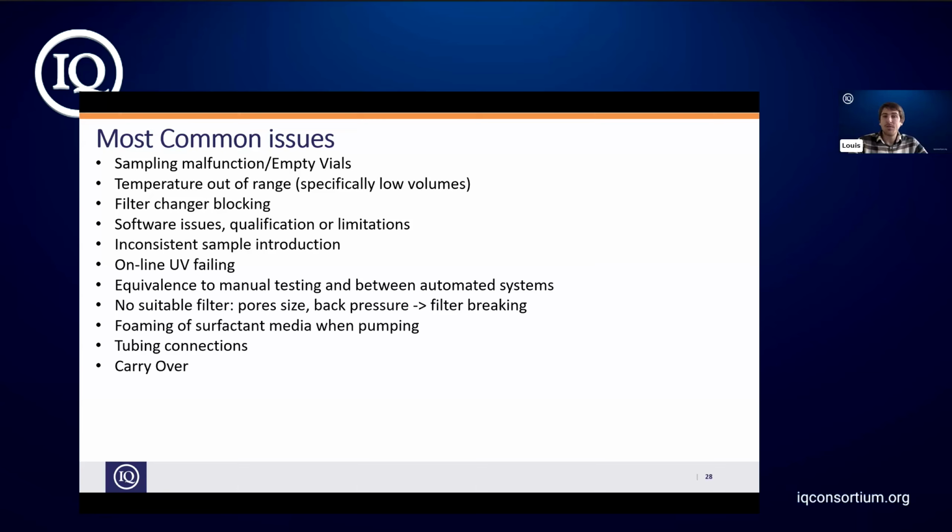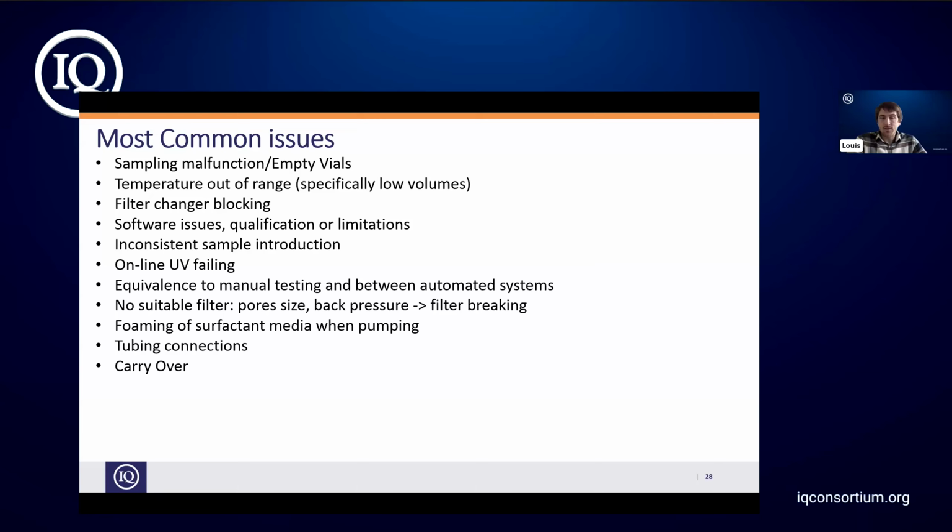Secondly, we see also a lot of temperature out of range, specifically when lower volumes are used. For example, if you use a 500 milliliter dissolution volume, and that can probably be attributed to the fact that, yes, these automated systems have to pump quite some medium around with the prime volumes being pumped first. That medium is then no longer exposed to the heating source in the vessel and could cool off. And then when it comes back to the vessel, it might lower the temperature of your vessel.